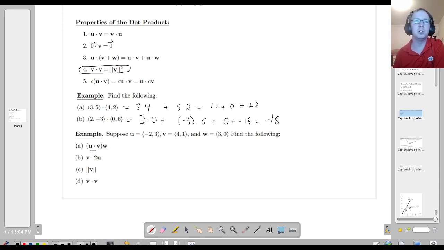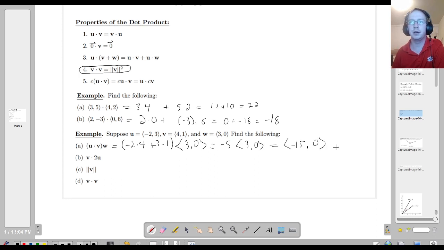So let's start with the first one, u dot v, then multiply that by w. Okay, using our typical order of operations, I need to do the stuff in parentheses first. Okay, so I'm going to dot together u and v, so negative 2 times 4, plus 3 times 1. And that's still supposed to get multiplied by w. So let's see, that's negative 8 plus 3, so negative 5 times 3, 0. So now if I multiply each component by negative 5, I get negative 15, comma 0.